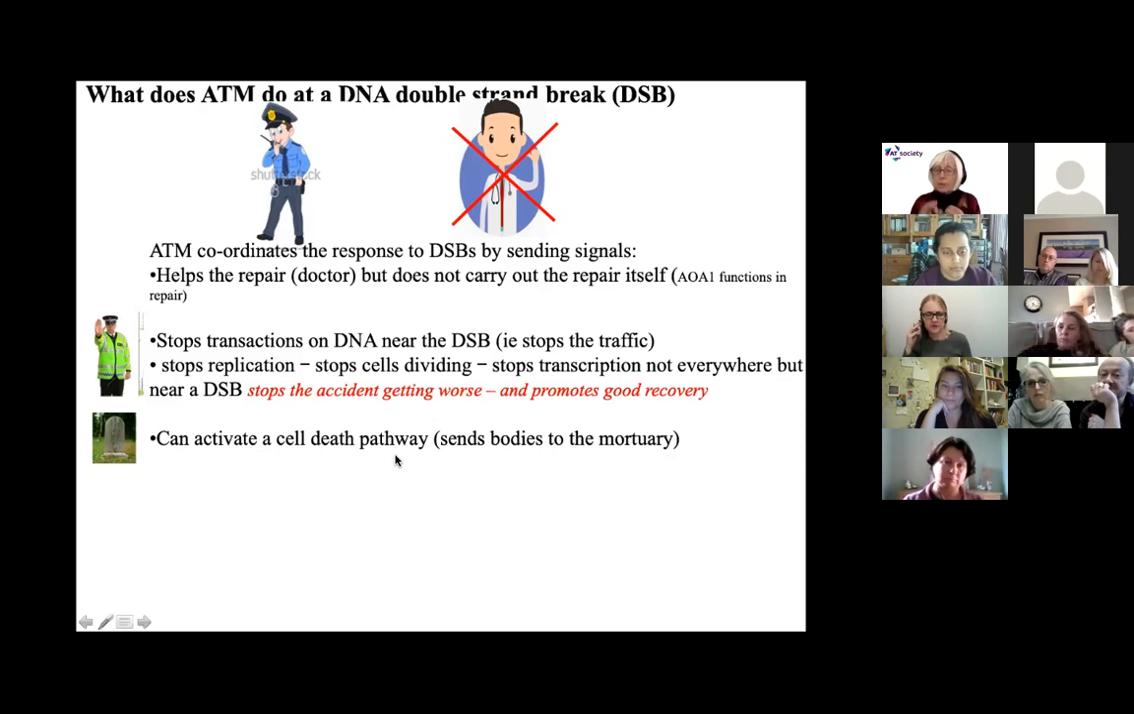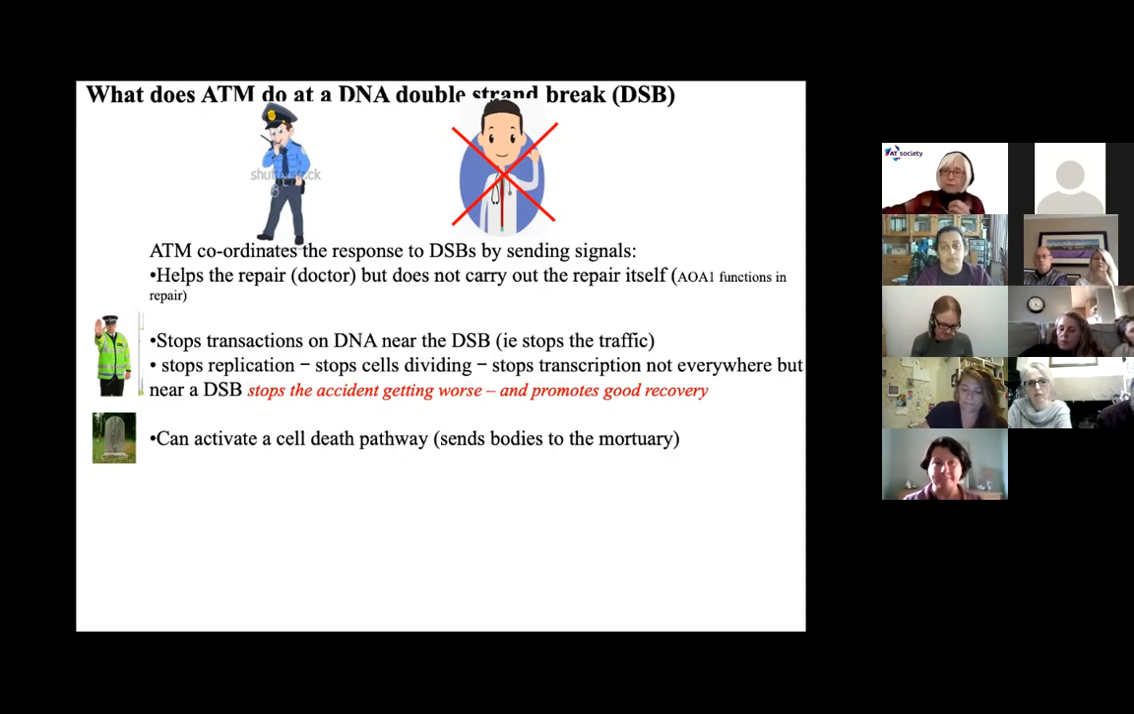The other important thing is for cancer, because a badly damaged cell has the potential to be misrepaired rather than accurately repaired. I'll come back and talk about that a little bit later. But by getting rid of cells that are very badly damaged, you diminish the risk of getting cancer. And obviously that's important for thinking about what ATM does.